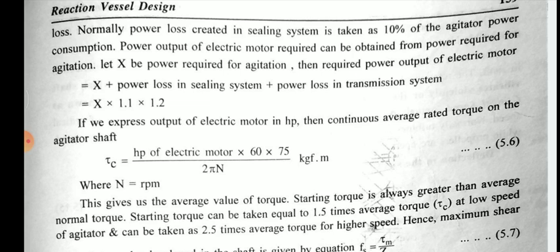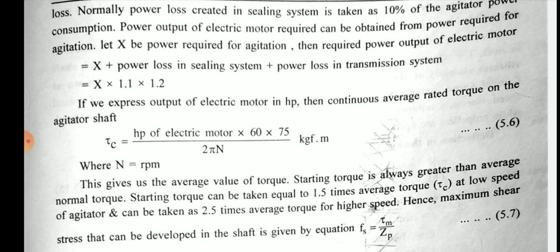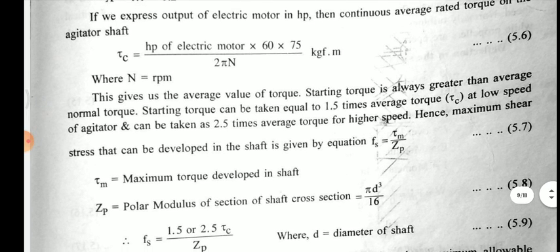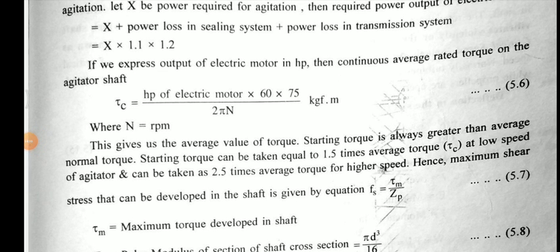If you express the output of the electric motor in horsepower, then the continuous average rated torque on the agitator shaft, that is tau c, is equal to the hp of the electric motor into 60 into 75 divided by 2 pi n, in kgf meter, where n is the rpm. So this equation gives us the average value of torque.